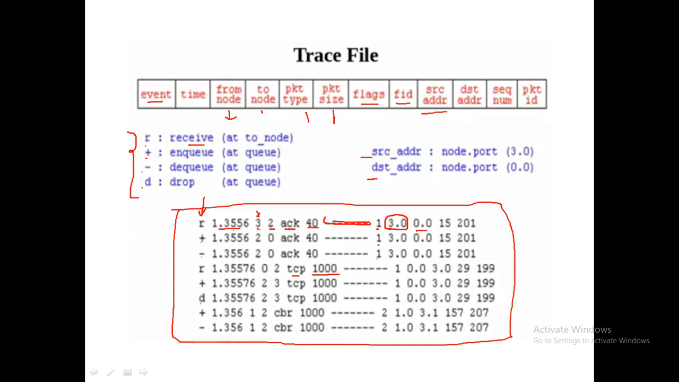Now you can see here from 3 to 2; 2 is an intermediate node. Then from 2 to 0. So 0 is your actual destination address. So the source node is 3 and the destination address is 0, in the source and destination fields. Next, the sequence number of the packets which have been going, and the last one will be the packet ID. So this is how you are going to have a trace file.